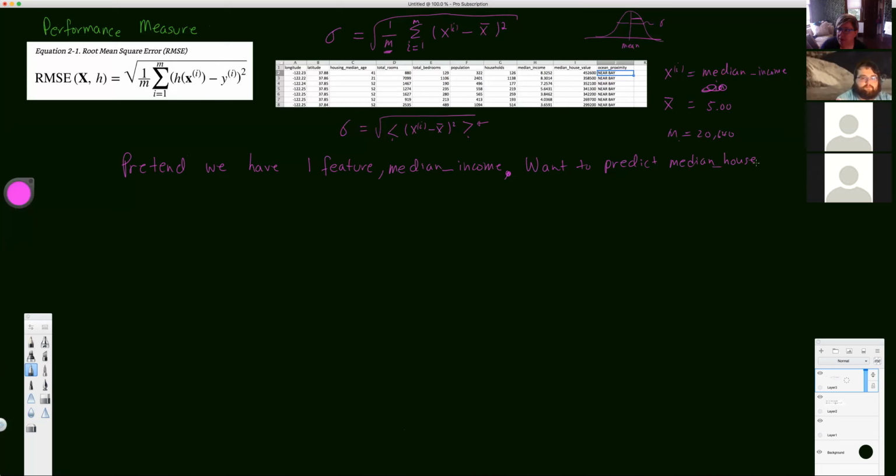median_house_value. Right? Okay, so in that case, this performance measure that's going to be testing our algorithm is going to be RMSE. This is called the root mean square evaluation, right?